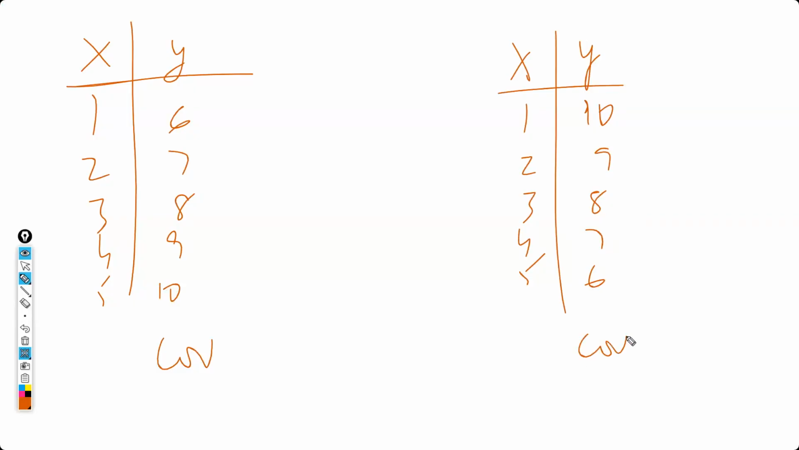Clearly it is visible now. In the first example, as X increases, Y increases. It is clearly visible for you. In example number 2, as X increases, Y decreases. That is also clearly visible for you. Now just calculate the covariance. For this one also you calculate the covariance. The answer will be the same except for the sign.